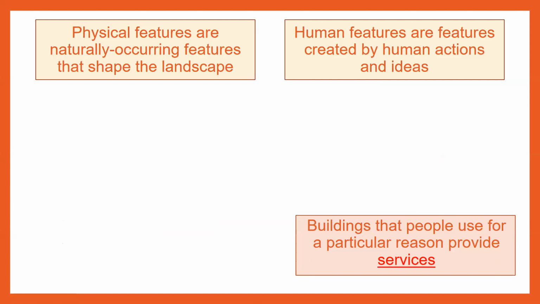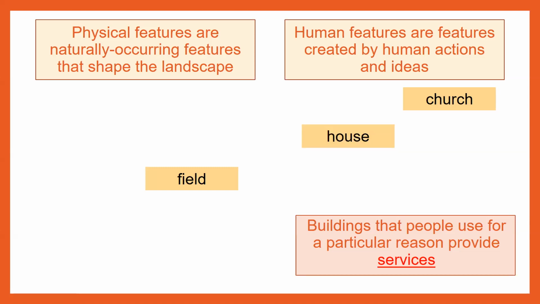Okay, welcome back. We're going to go through some of the physical and human features. A church is a human feature because it's been built by humans. They have built the church, which makes it a human feature. Then you've got field, which is a physical feature. A house, which is human. Tower block, which is human.